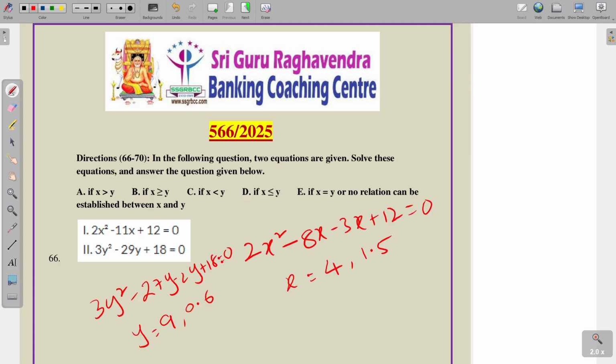means x greater. For these two it is x lesser, for these two it is x greater, means it can't be determined. There is no relation that can be established between x and y. This is the answer for this question. Next question.